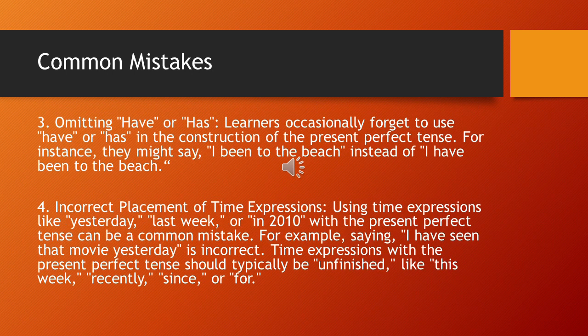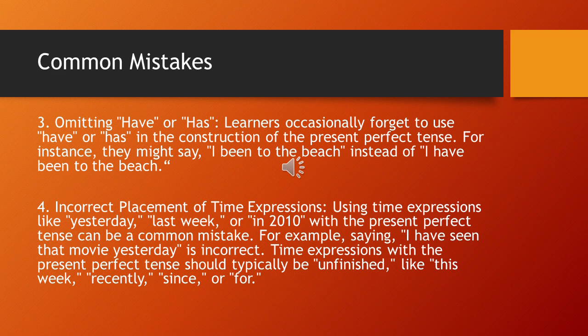Number 3, omitting have or has. Learners occasionally forget to use have or has in the construction of the present perfect tense. For instance, they might say, I been to the beach instead of I have been to the beach. So the tip is to always include have or has in the present perfect tense. If you're in doubt, check for the correct form based on the subject of the sentence. It is essential to maintain the structure.